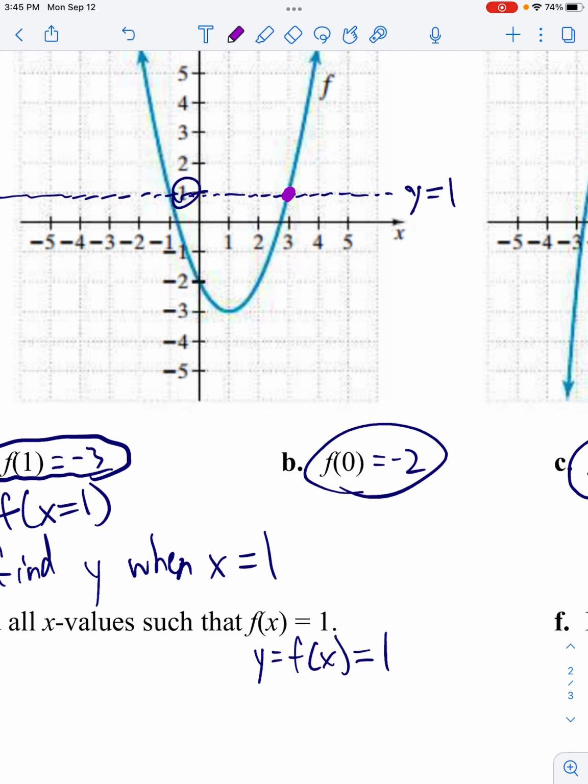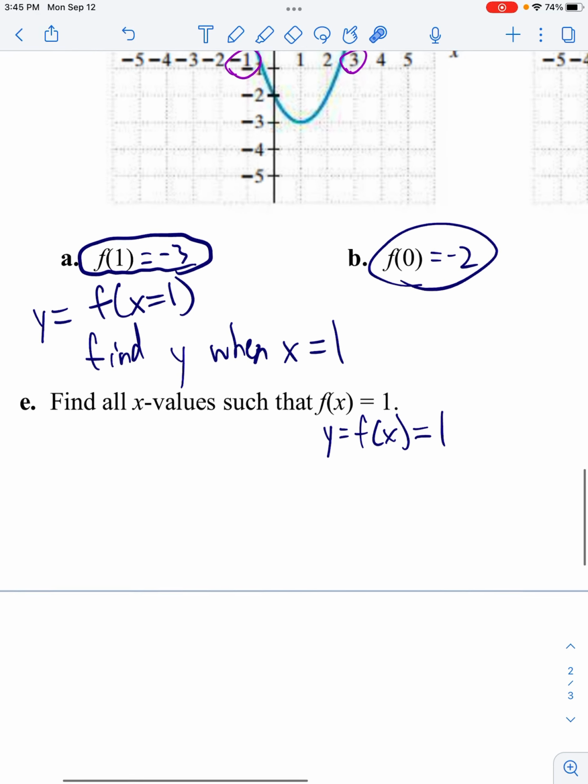I'm going to look where that dashed line intersects my graph, and I'm going to look at what x values are right underneath those points. So I have -1, and I have 3 right here, okay? So x equals -1, x equals 3. Those are my solutions, okay?